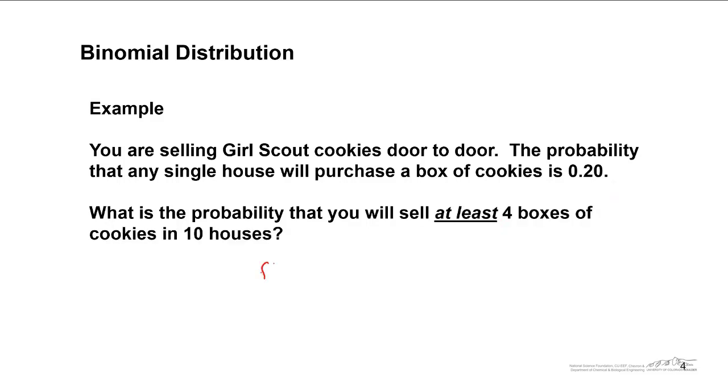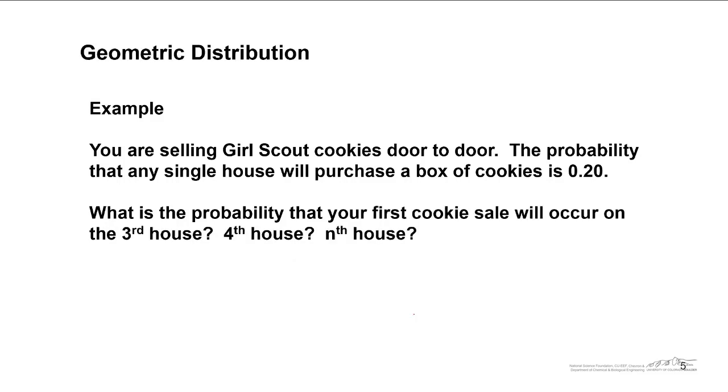Now what if we had asked at least 4 boxes? Well, that would be f of 4 plus f of 5 plus all the way up to f of 10. This is also 1 minus the cumulative binomial function up to and including 3. So that's how you can calculate things like at most and at least.